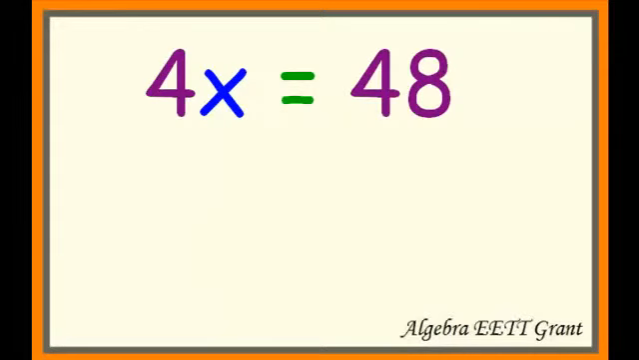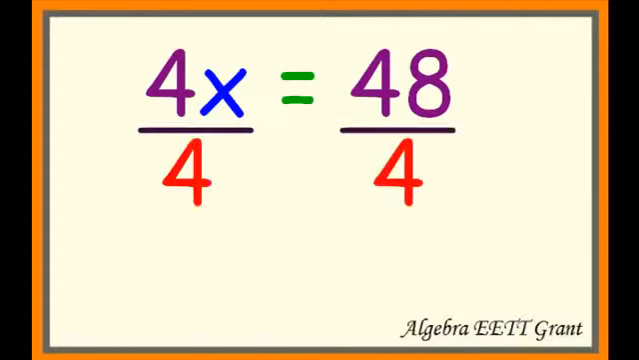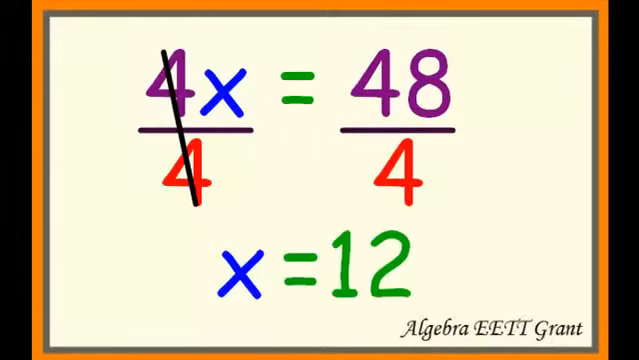In this example, instead of having a number added to x, now it's multiplied. How do you get rid of something that's multiplied by x? Well, to divide it off, what we do is its opposite, and the opposite of multiplying is dividing. So we're going to divide both sides by 4. Now on the left side, the 4's cancel off, and you're going to get x equals, and 48 divided by 4 is 12. So now we know the value of x in this equation is 12.